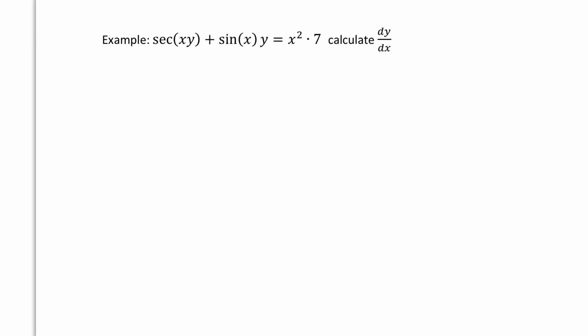So let's do another implicit example here, one that's a little bit more complicated, throwing in some secant and sine and whatnot. So we'll start on the left-hand side. Derivative of secant is going to be secant xy tan xy times, the chain rule tells us we have to do the derivative of x times y, and unfortunately that also means a product rule. 1 times y, derivative of x is 1, plus x dy/dx.